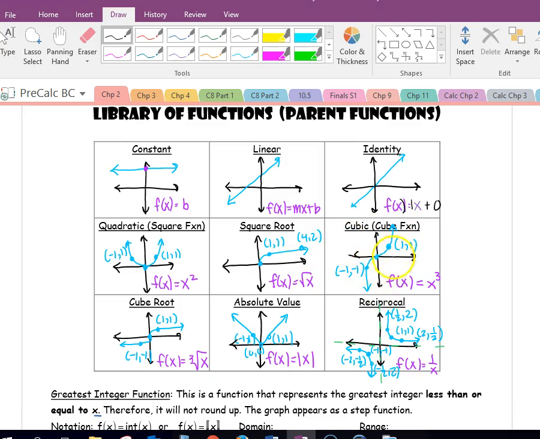Cubic function looks like this, f of x equals x cubed. You would have important points at 1, 1 and negative 1, negative 1, because 1 cubed is 1 and negative 1 cubed is negative 1. Also a turning point at 0, 0. So again, these can be adjusted. We can have shifts, which we'll talk about in the future, but all of these parent functions, at least for these three, go through the origin.